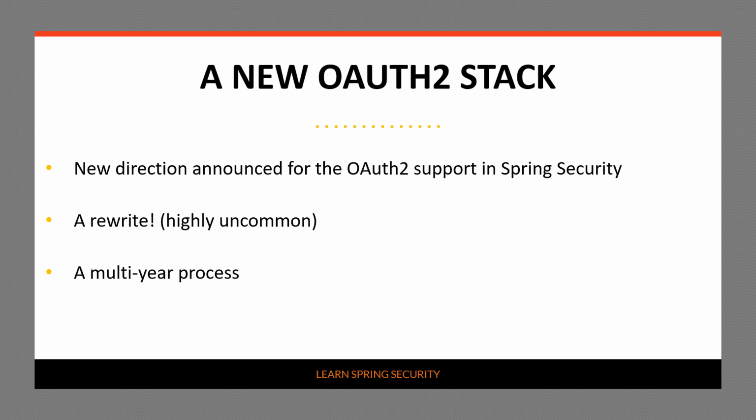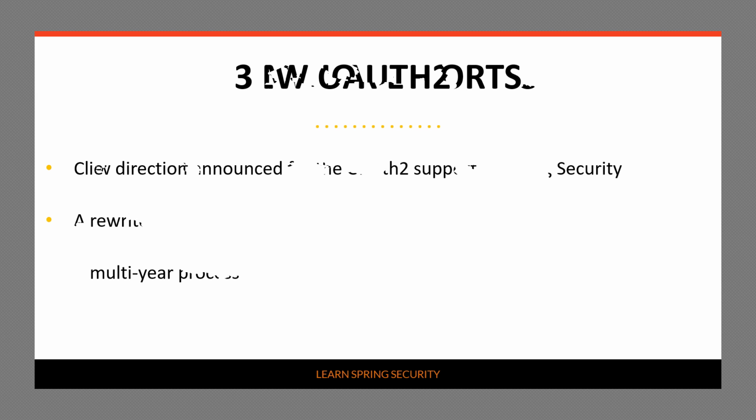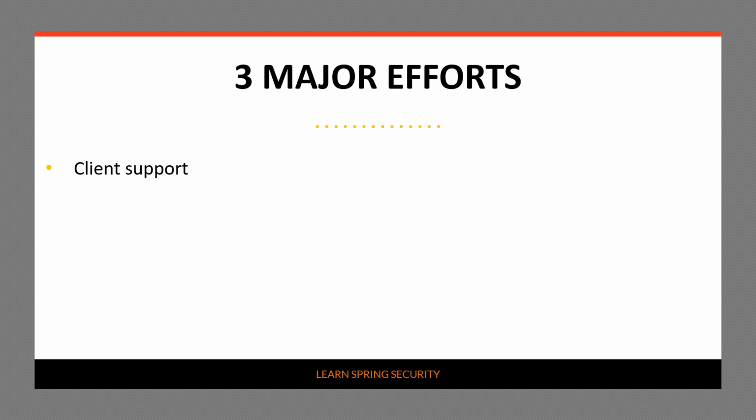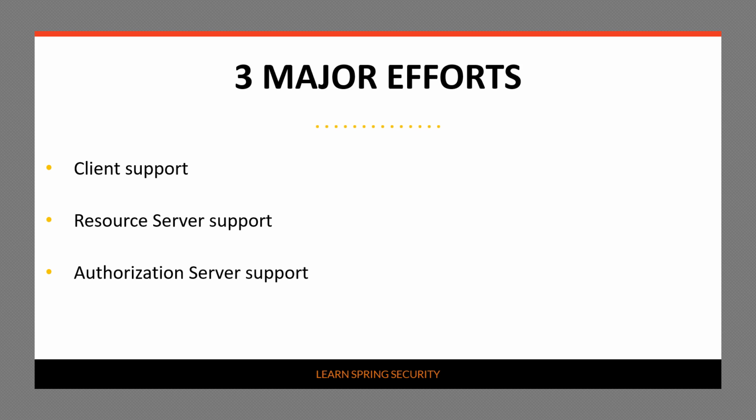Let's first have a quick look at the major areas of work. So the implementation effort is split in three major areas. We first got the client support. We're now getting the resource server support. And of course, what's left is the authorization server support. Now, there is of course plenty of functionality that kind of cuts across either two or all three of these areas. So there is certainly common functionality that is being built. But at a very high level, these are the major areas of focus.